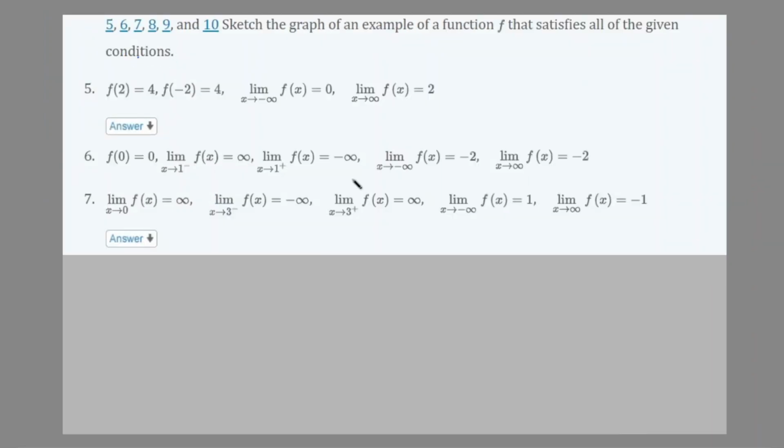All right, so I want you guys to try number 5, 6, and 7. So what you have to do is follow these criteria, and you want to sketch a graph of each of them that satisfies all the given conditions. So you can pause the video and take a second to do that.